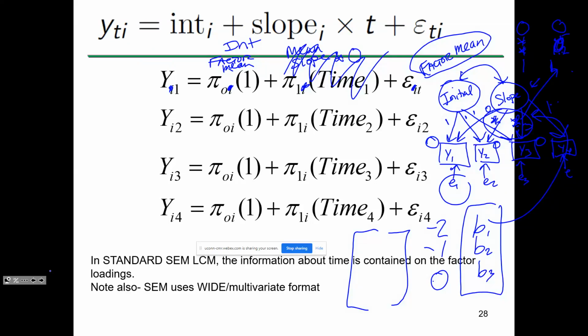Or you could get something like 0, 0.1, 0.9, and 1. And that would be telling you, wow, most of the action is actually between time points 2 and 3, right?